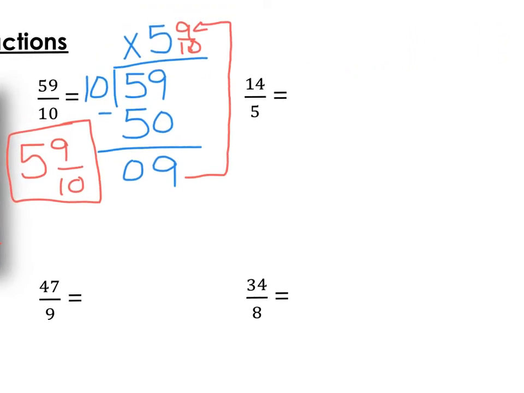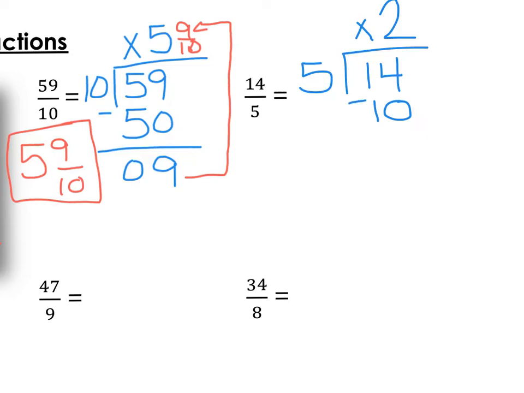Let's go ahead and do 14 divided by 5. Remember, step 1 is to divide. So we're going to put 14 on the inside, 5 on the outside. 5 does not go into 1, but 5 does go into 14 2 times. So 5 times 2 is 10. So 2 would be my whole number, right? And then we're going to subtract. So 4 take away nothing is 4. 1 take away 1 is nothing.